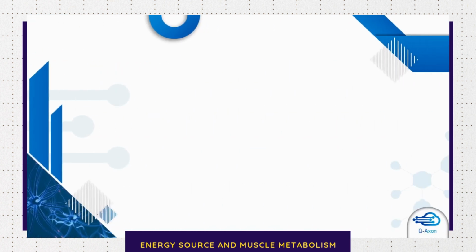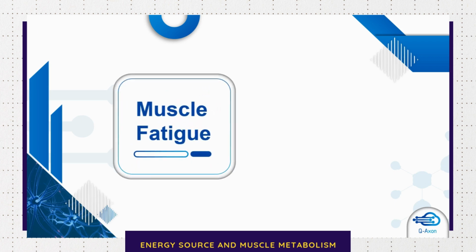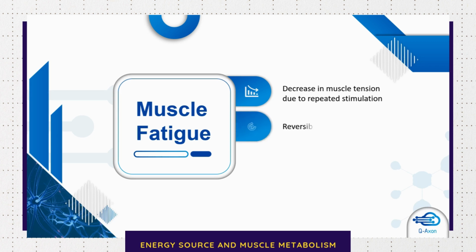So what happens when all these sources of energy are depleted? The muscle undergoes fatigue. So fatigue is defined as a decrease in muscle tension because of repeated stimulation. Now fatigue is a reversible process, which means that if the muscle is allowed to rest, it can then recover. Now fatigue is a protective phenomenon. It is a necessary phenomenon because if fatigue were absent, then the muscle would continue to contract and this could result in structural damage to the muscle.